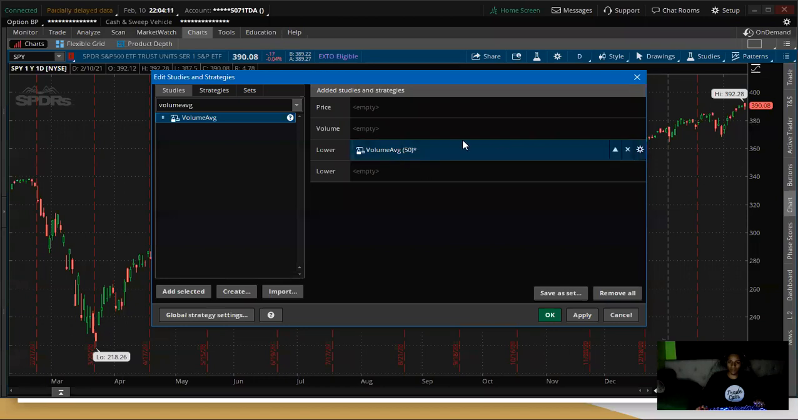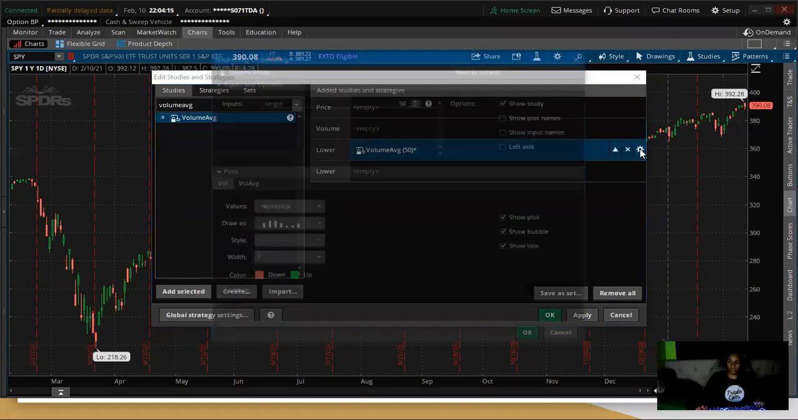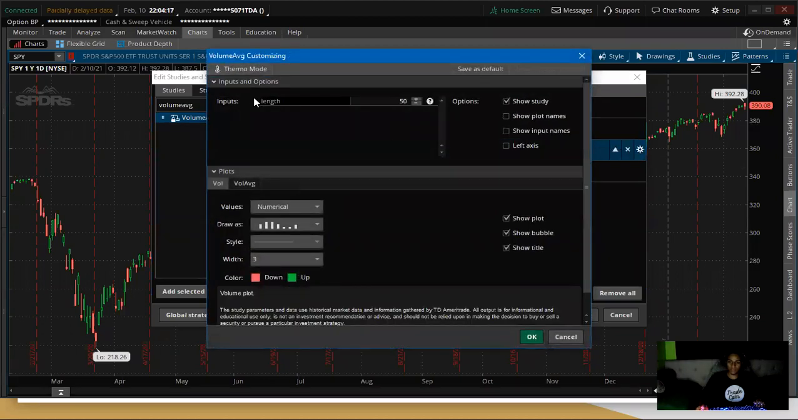Now, once you're at this point, you're gonna change this 50. You're gonna click on the gear over here. It's gonna pull up another menu here. Now, what you want to change it to is 20. So this is gonna give you the length of time that the volume bar average volume line is gonna be going off of, 20 periods.